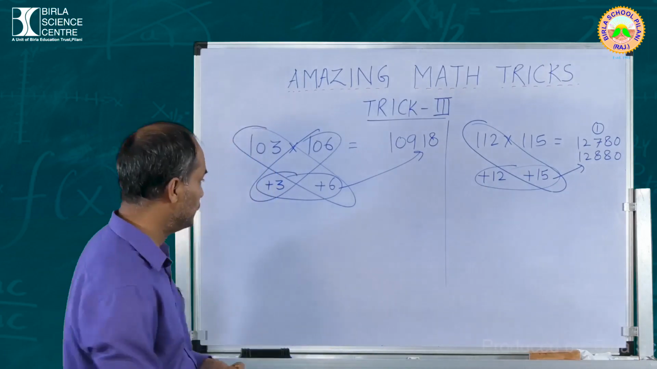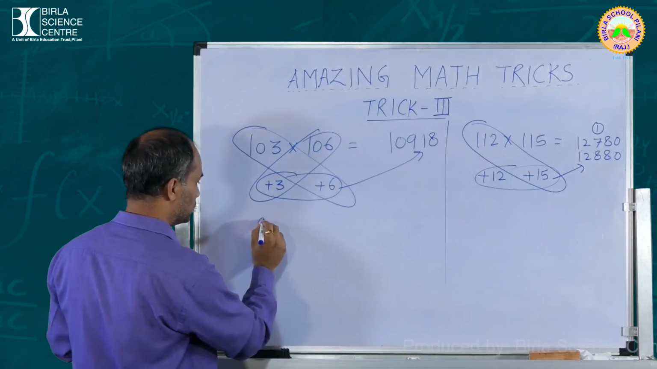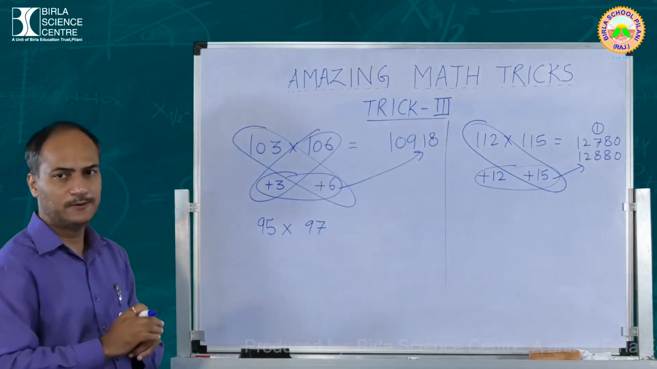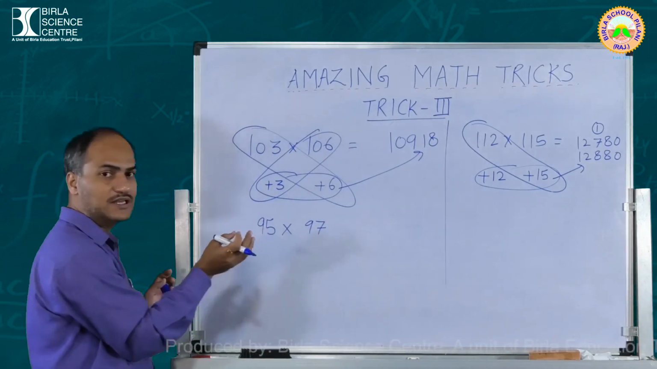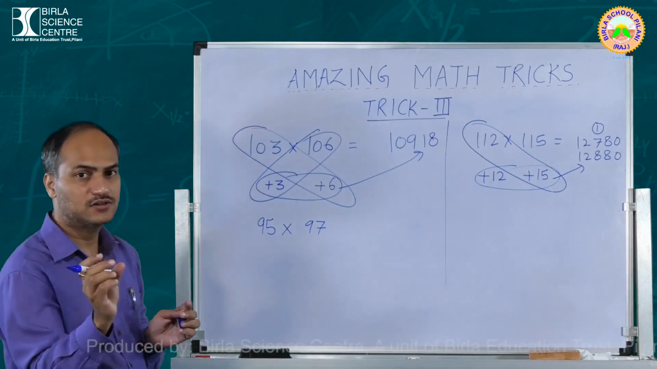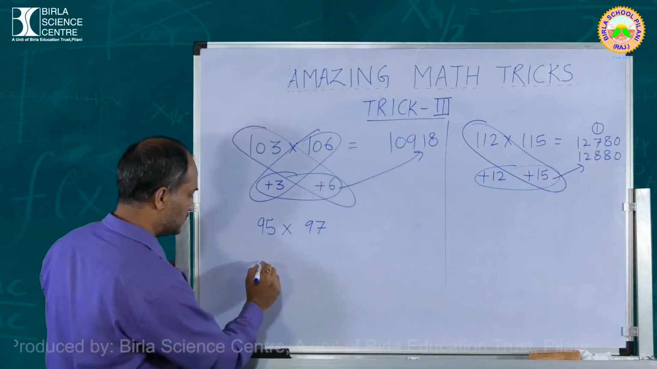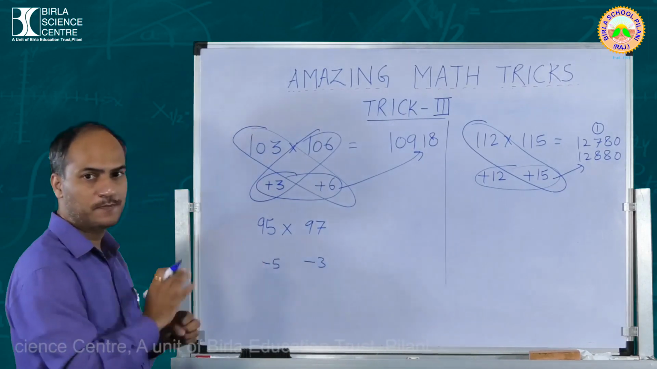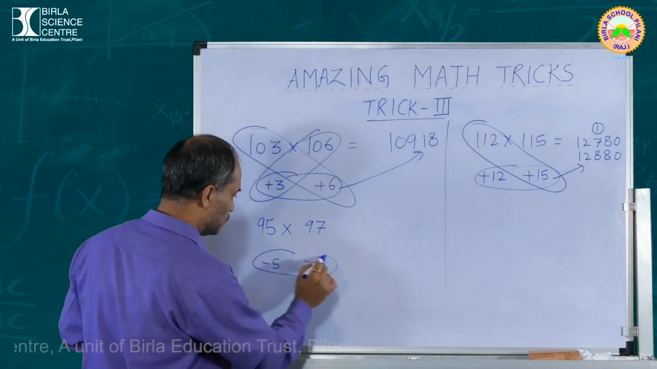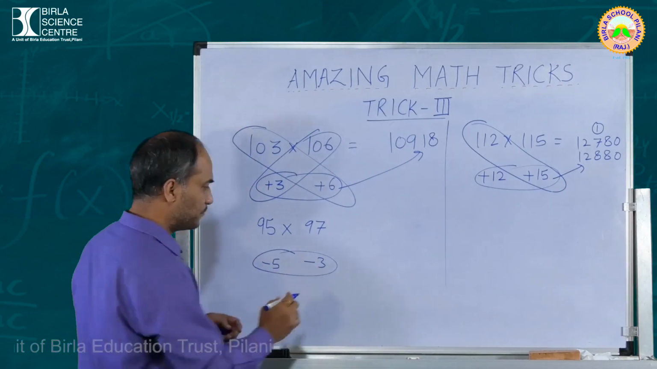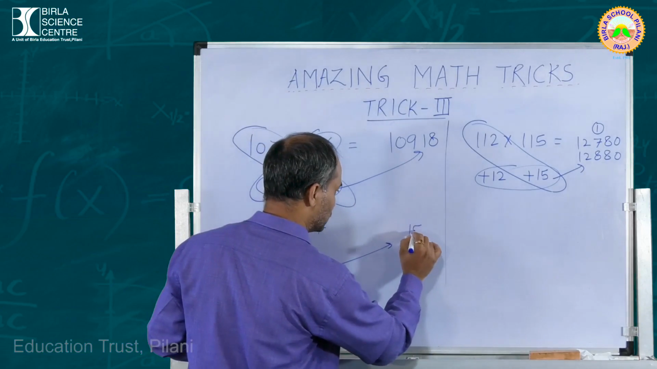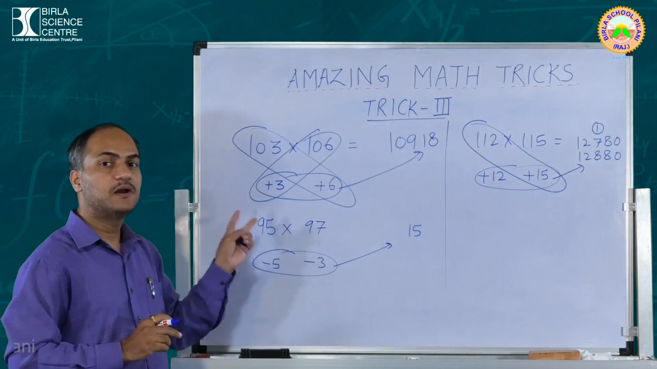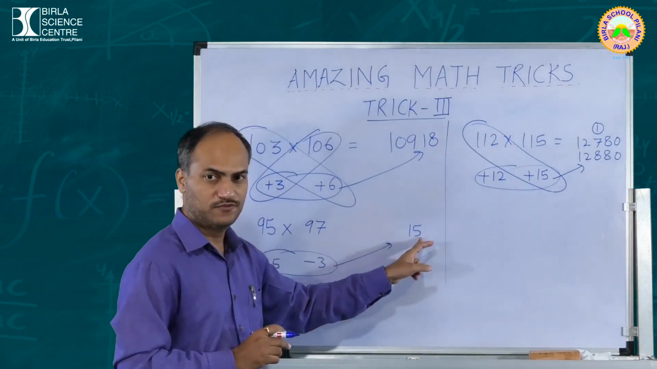Let us see what happens. Suppose we take the numbers 95 into 97. So what will happen here? We know this number is less than 100 by just numerical value 5. So we can say minus 5. This number is less than 100 by 3. So when we multiply these two values, what do we get? 5 3s are 15. So we are directly writing the answer 15. Okay, we know negative into negative becomes positive. So this is positive 15.